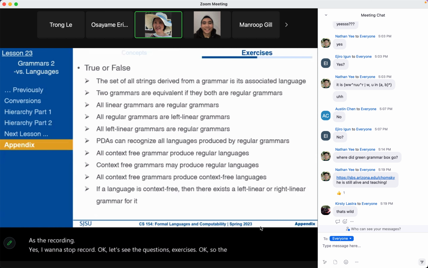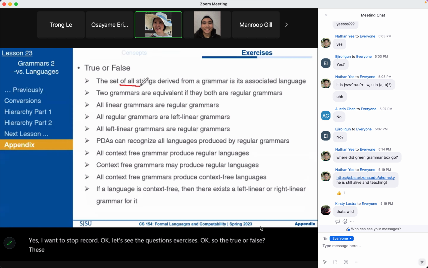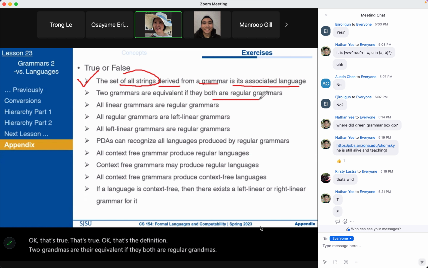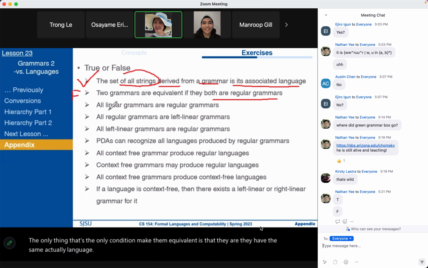Okay, so the true or false. The set of all strings that can be derived from the grammar is its associated language. Okay, that's true. That's the definition. Two grammars are equivalent if they both are regular grammars. Okay, nice. Because they are different types of regular grammars, right? The only condition that makes them equivalent is that they have the same associated language.